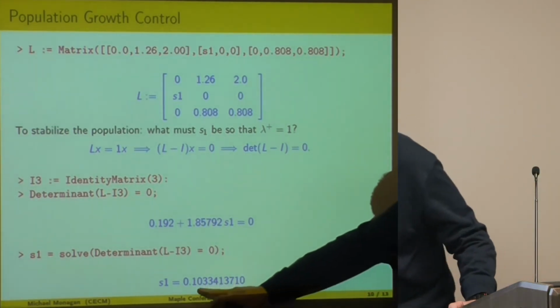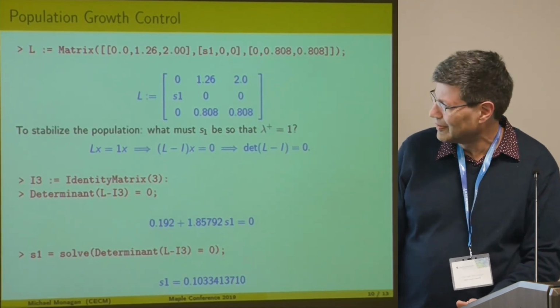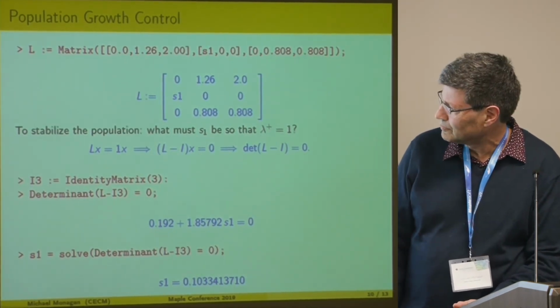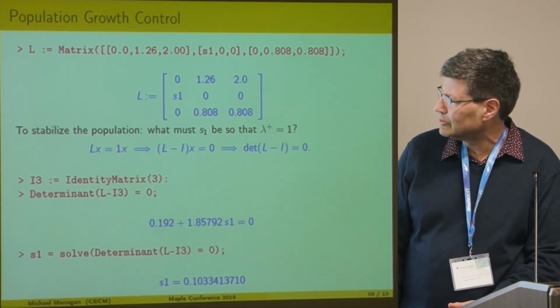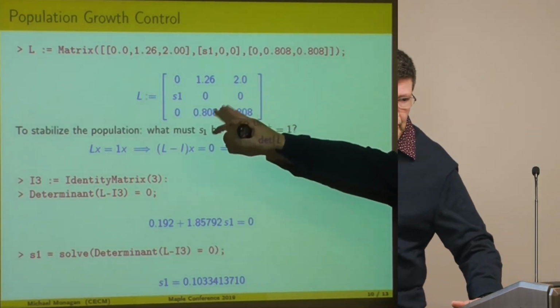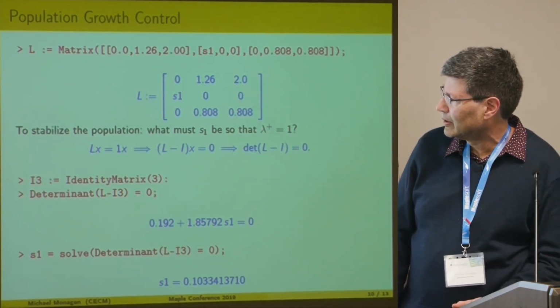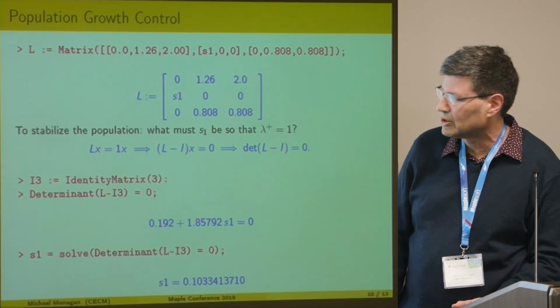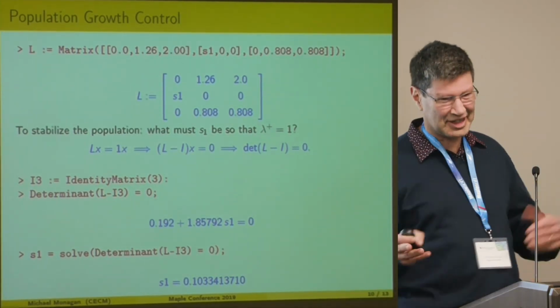We want... Something's wrong there, Mike. From that first equation, S1 has to be negative. No, it can't be negative. It's the survival rate. You have to subtract I. Your determinant of L minus I3 is supposed to satisfy that equation. Well, you can calculate it. That's why I use Maple, to make sure I don't make a mistake.